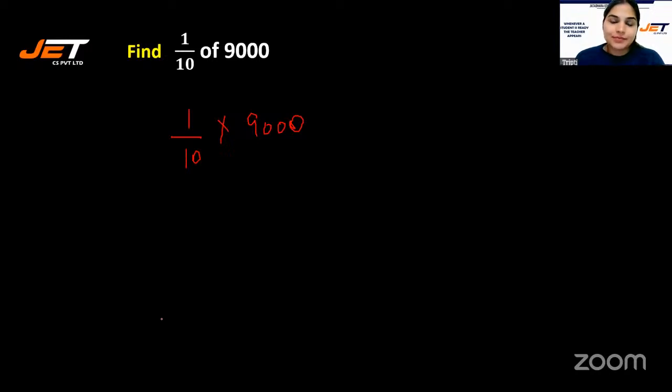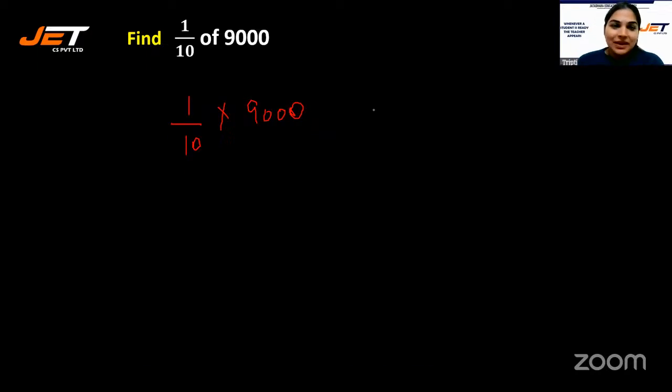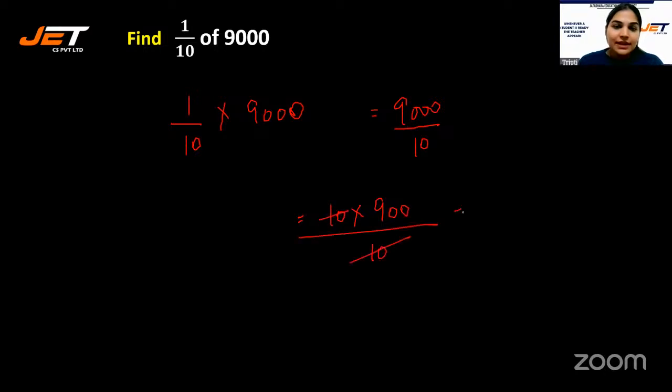Good. I am able to see your responses in the live chat. I'm happy to see that you all are responding and giving the right answers. Okay, so I can write this as 9,000 by 10, whereas 9,000 can be written as 10 times 900. In the denominator, 10 and 10 cancel, and 900 is the answer. Right? 900.